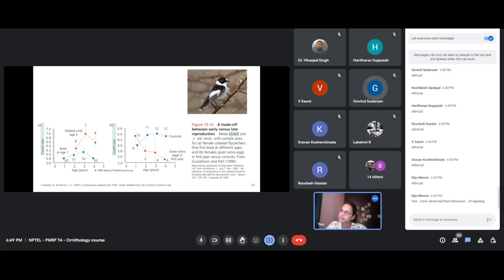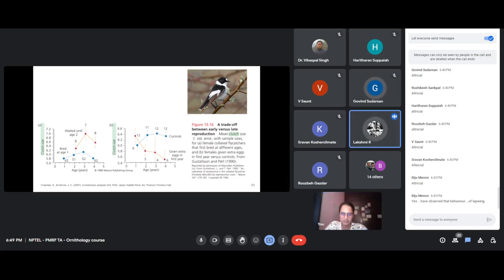I didn't get the question. Yeah, there was no question. I just asked if anyone would like to have a go at explaining the two graphs that are shown here. And this basically shows clutch sizes of this pied collared flycatcher species that is found in Sweden.